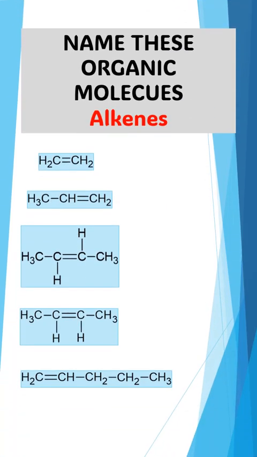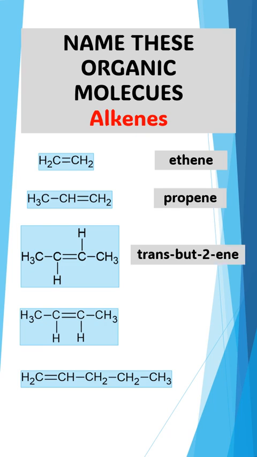Name these organic molecules. They're all alkenes. So the first one, 2 carbons, ethene. 3 carbons is propene. 4 carbons, well, we get into a situation where the double bond holds the hydrogens and the CH3 groups in specific positions, so we can have either a trans-butene where the hydrogens are across the double bond, or a cis-butene where they're on the same side.